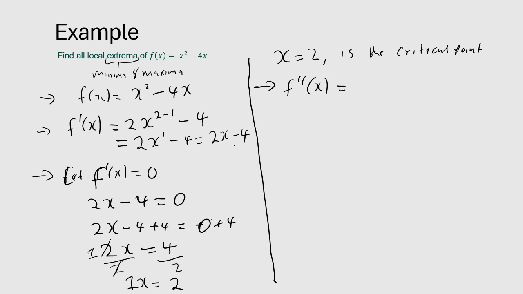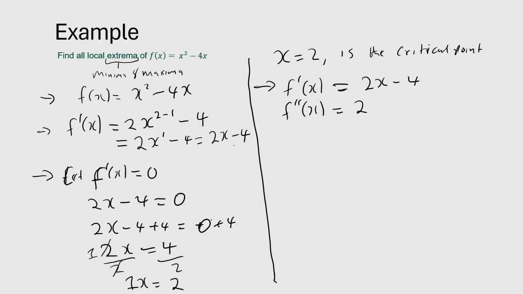We already have our f prime of x, our first derivative, which is 2x minus 4. So if you want to find f prime prime of x, we just differentiate this. So this is 2, and constant, so this will just be 2. And this is minus 4. If we differentiate it, it is 0. So our f prime prime of x is 2.